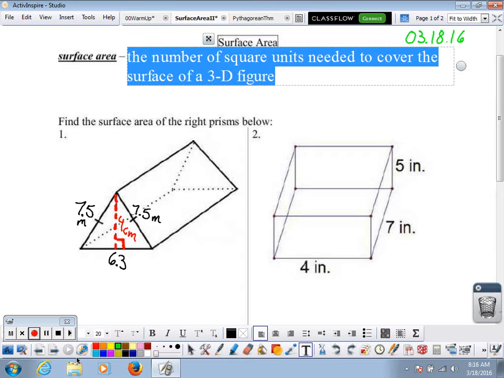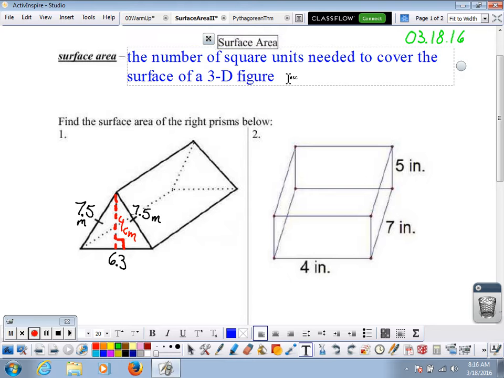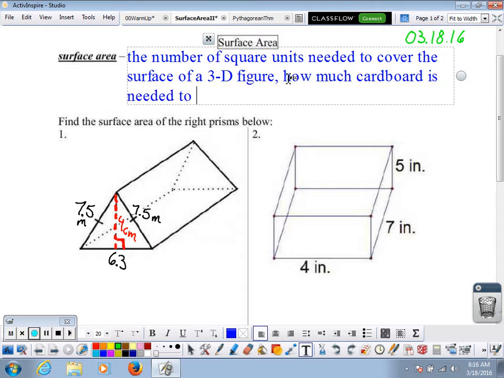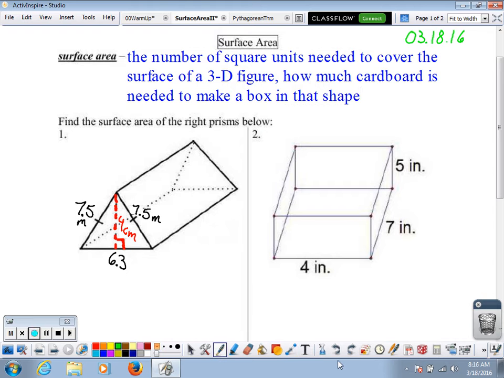Now I gave you guys another explanation of what that was. Can anyone remember what we said the other way to think about it? Paige? Very good. How much cardboard needed to make a box in that shape? Okay, that's basically what we're asking. How much cardboard do we need to make a box shaped like this?